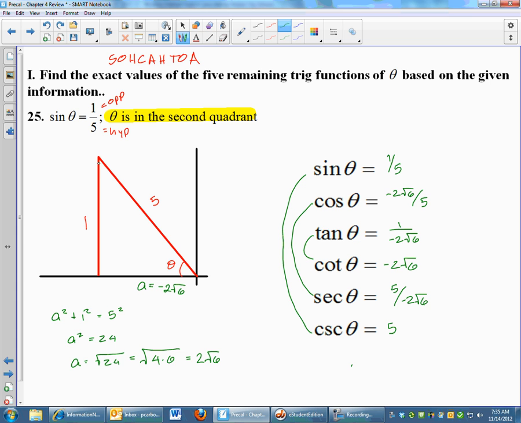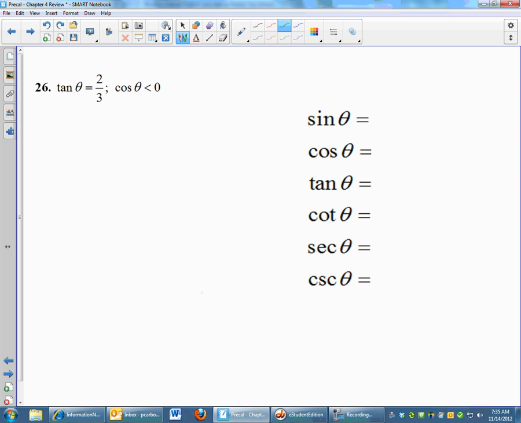So there we go. You have to decide what quadrant you're drawing in, and that affects whether your dimensions are positive or negative. Keep in mind your hypotenuse is always a positive measure. You never have a negative length for your hypotenuse.